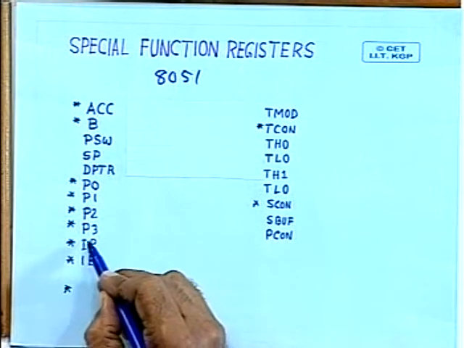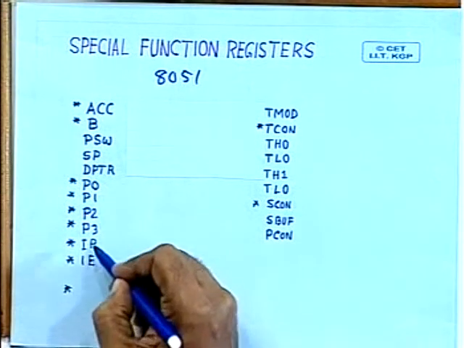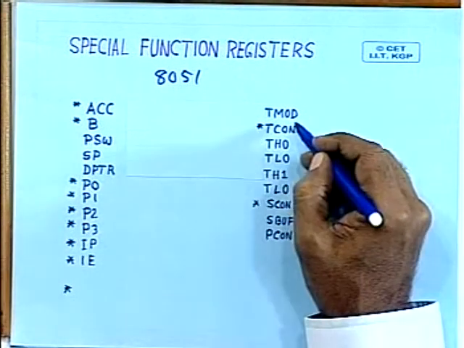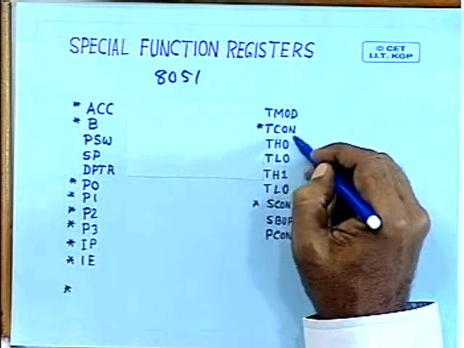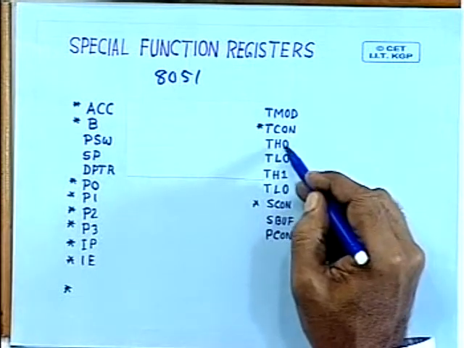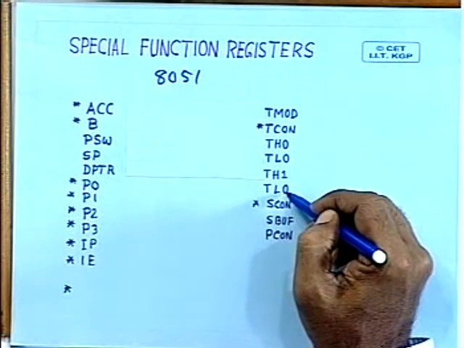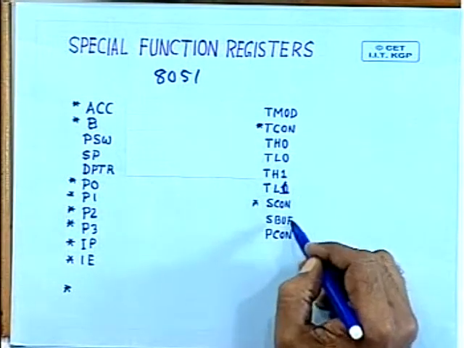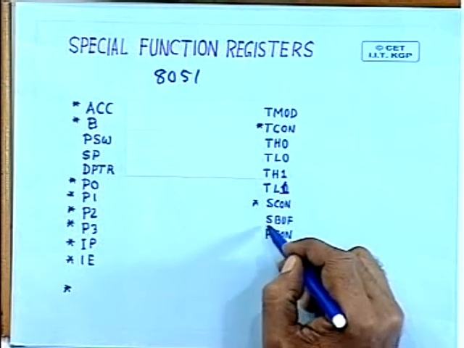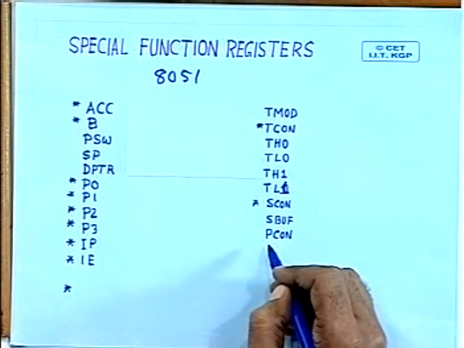Then the IP interrupt pointer and interrupt enable are required for interrupt control. The TMOD and TCON are essentially for timer control, and these registers TH0, TL0, TH1, TL1 are also for timer control. Similarly, these registers, SCON and SBUF, are for serial control, and this one is for power control. Power control is very important in microcontrollers because they are battery operated in most situations.